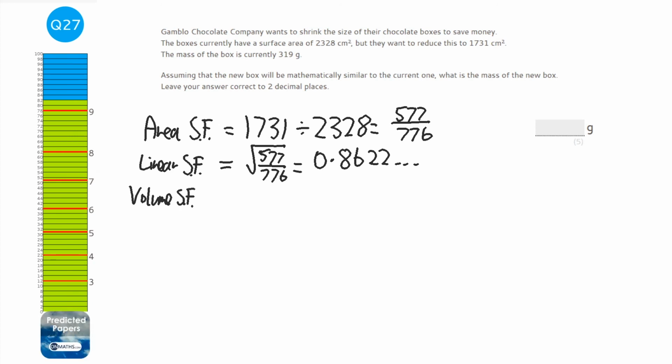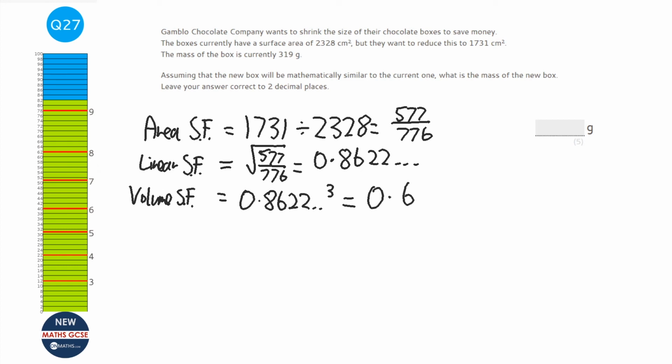Now, to find the volume scale factor from the linear scale factor, you just cube it. So I'm going to show the examiner that I'm going to keep it in my calculator, but I'm going to cube it. So what I'm going to do is just press the X with a little square button, and then 3. Or just press the X cubed button. Let's have a look. And that's going to be 0.6411. And again, I'm going to keep it in my calculator because the last step is to find out what the new grams is.